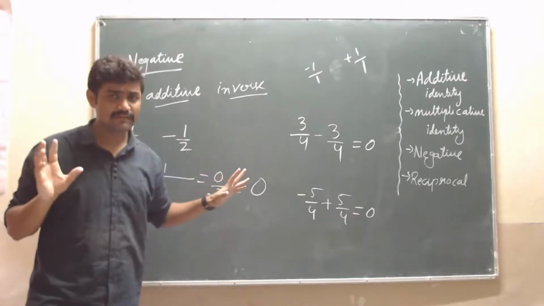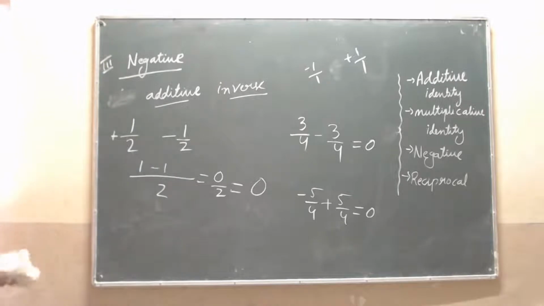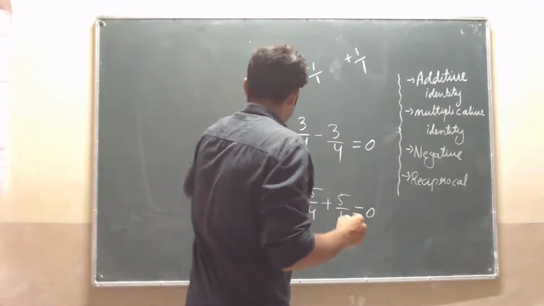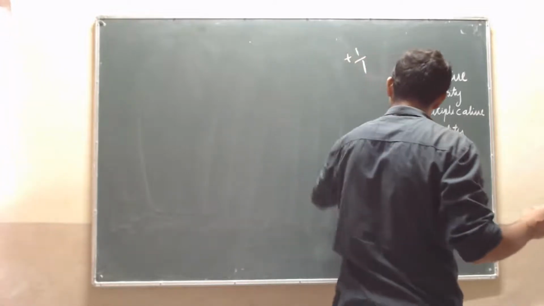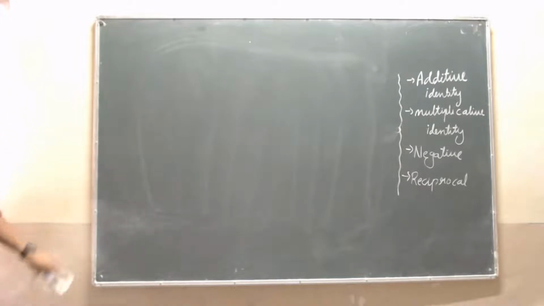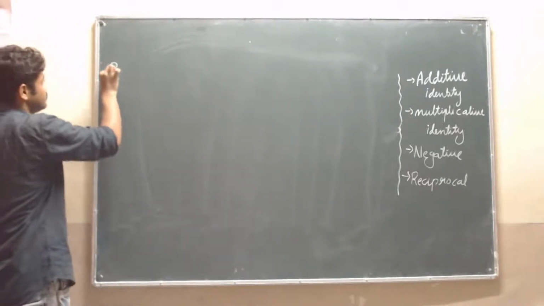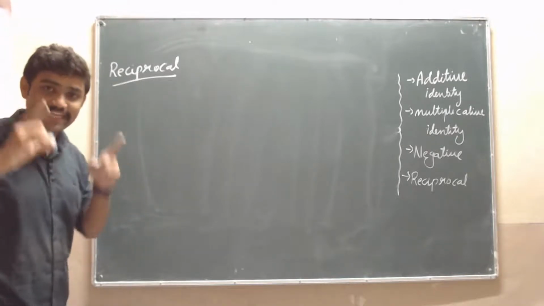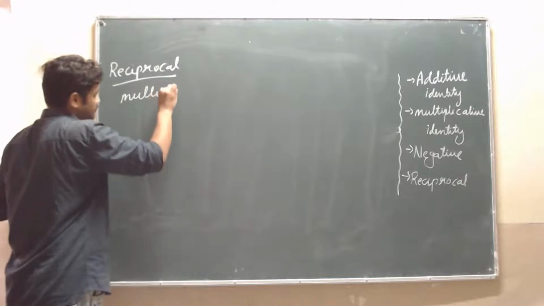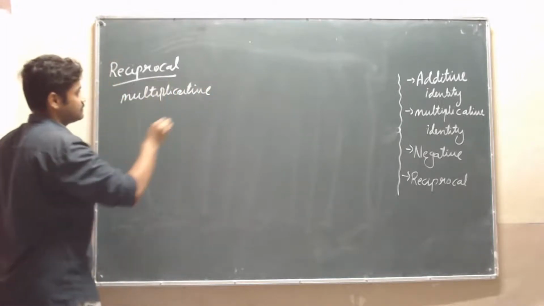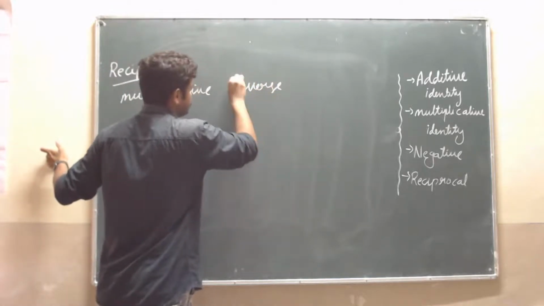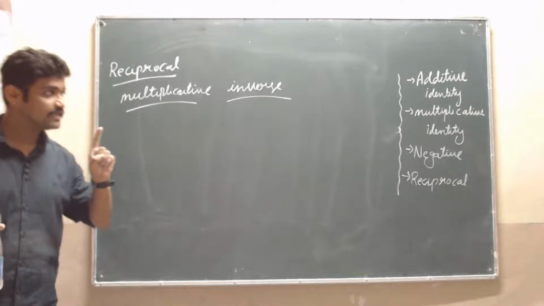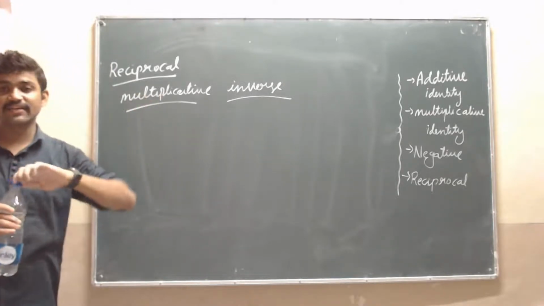Did you understand? It's very simple. Then the fourth one, that is reciprocal. Reciprocal is also called the multiplicative inverse. But negative is called the additive inverse. Negative means additive inverse, but this is the multiplicative inverse.